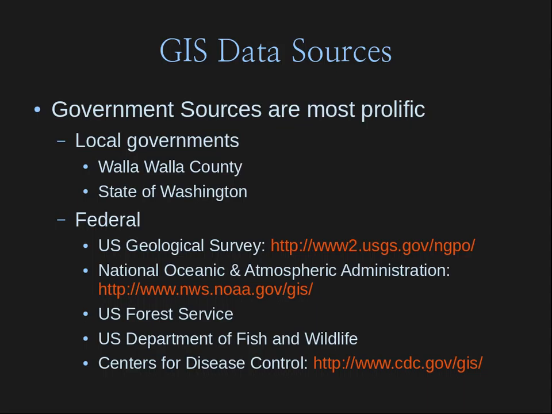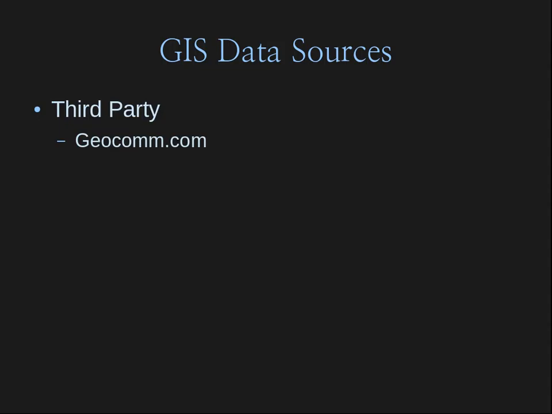However, the federal government has a ton as well. The U.S. Geological Survey has a clearinghouse for their geographic data. The National Oceanic and Atmospheric Administration, NOAA, has one. The U.S. Forest Service has an outlet for all their geographic data. The U.S. Department of Fish and Wildlife. The Centers for Disease Control has a really interesting one as well, with lots of interesting data on prevalence of disease and incidence of mortality and other cool things like this, all spatially referenced. That's cdc.gov/GIS.